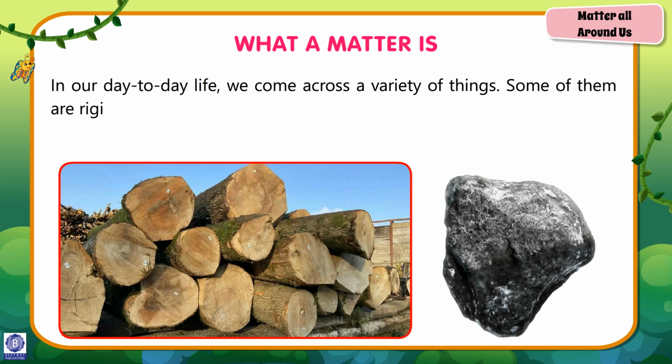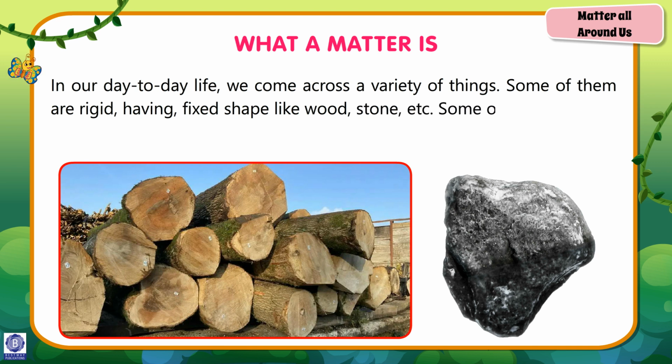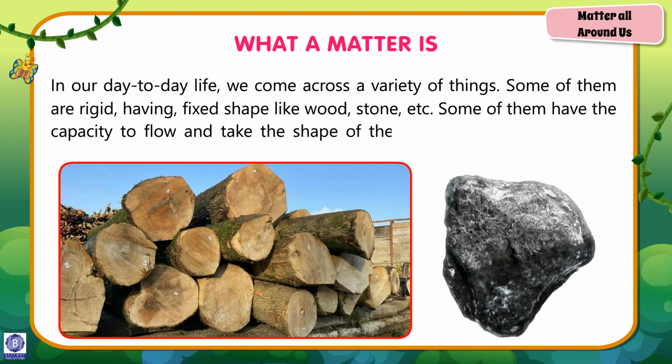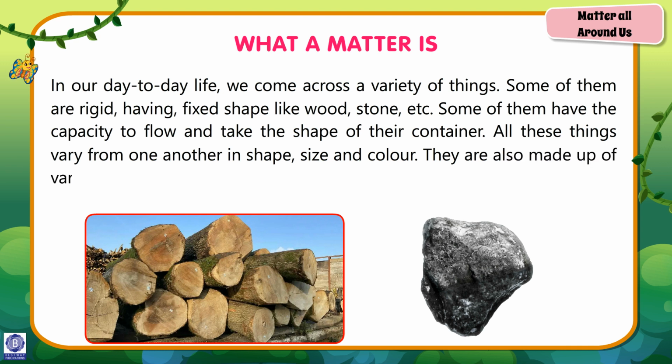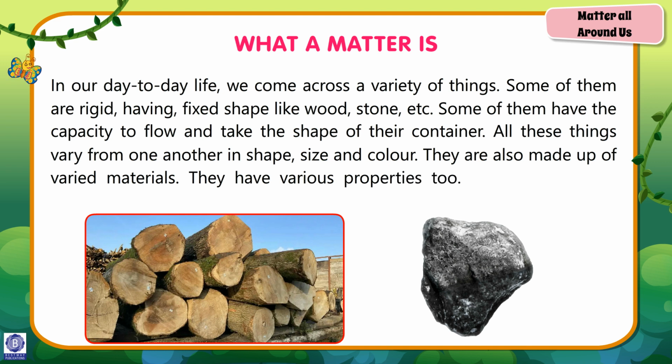Some of them are rigid, having a fixed shape, like wood, stone, etc. Some of them have the capacity to flow and take the shape of their container. All these things vary from one another in shape, size, and color. They are also made up of varied materials. They have various properties too.